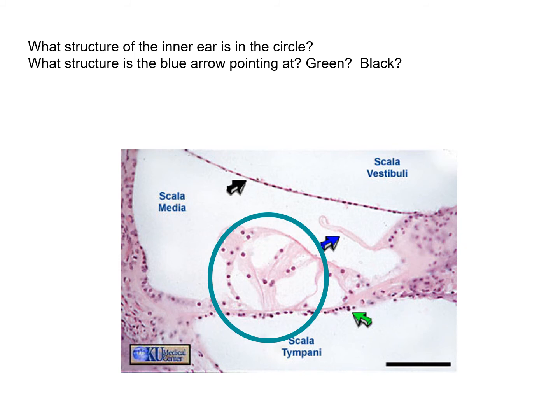And what is at the end of the blue arrow? The tectorial membrane. It is. And then what's in the circle? The hair cells. They would be part of this, but the overall structure has more than just hair cells. The organ of Corti. It is. There we go.